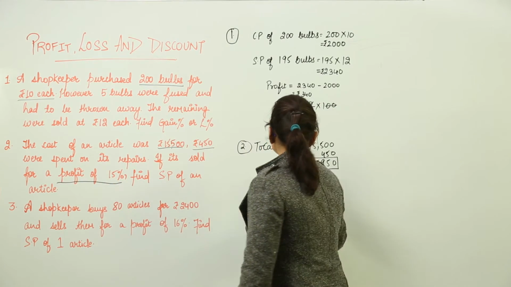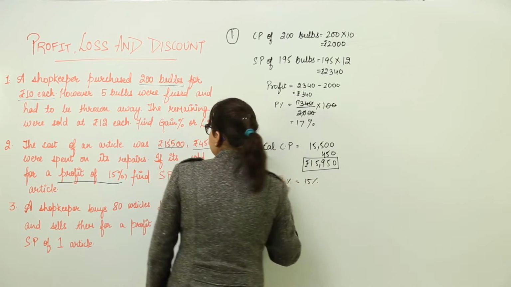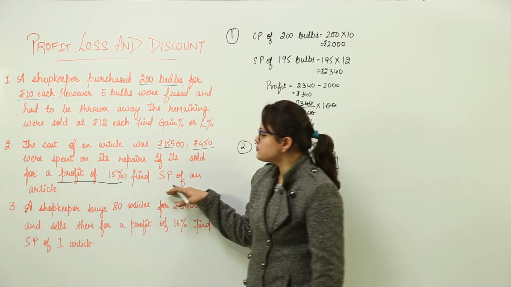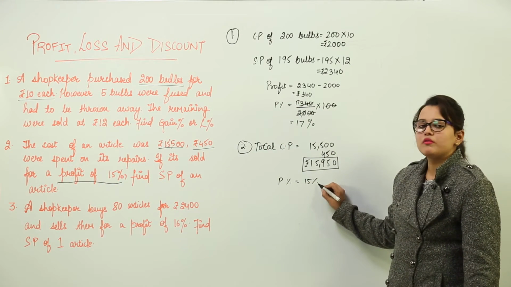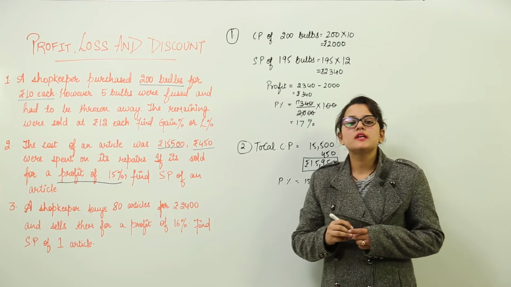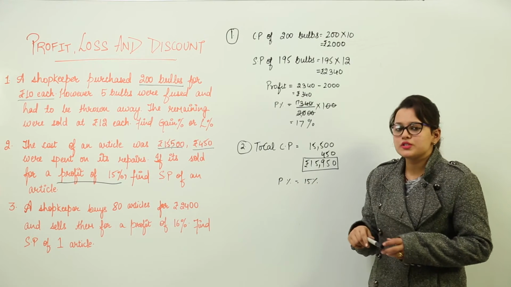Next, the next statement follows, if it's sold for a profit of 15%. Now the profit percent is also provided to us, that is 15%. We need to find the SP of the article. Now we are already provided the 15% profit. Can you tell me profit is calculated on which amount? Yes, profit is calculated on the cost price only.